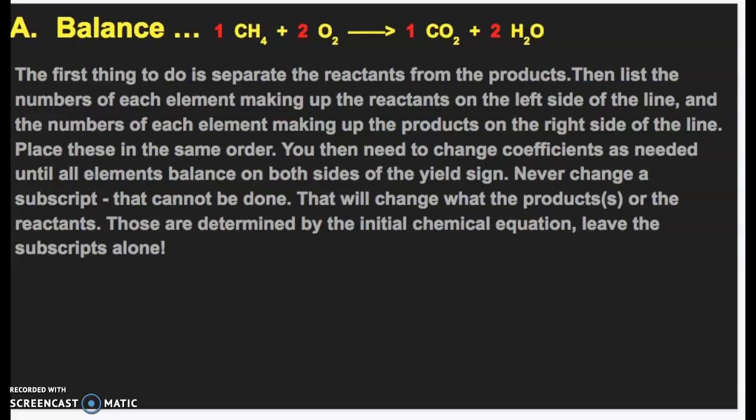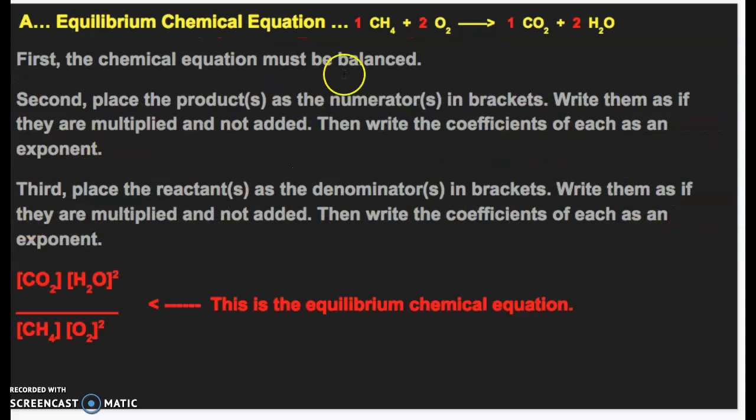Now that it's balanced, then you know how to balance that. Go through the steps of the ones that you have to do. Now that you have it balanced, I went ahead and wrote down the balanced equation here for you. 1 methane plus 2 oxygen gases yields 1 molecule of CO2 and 2 of water.